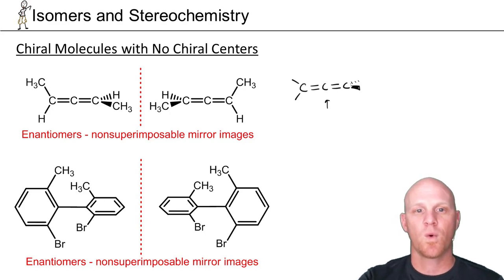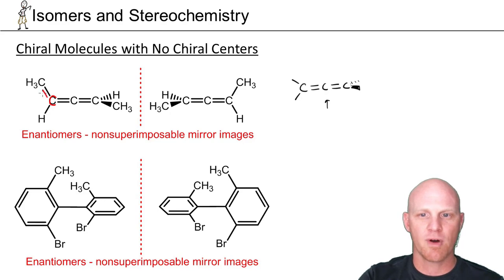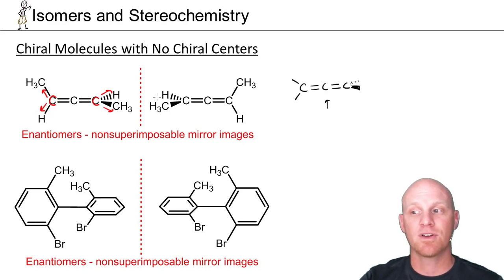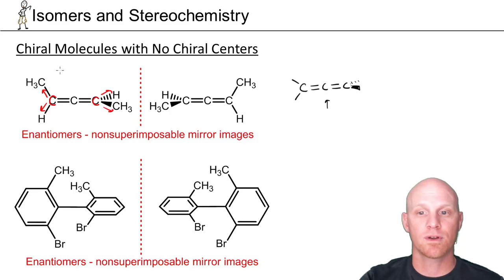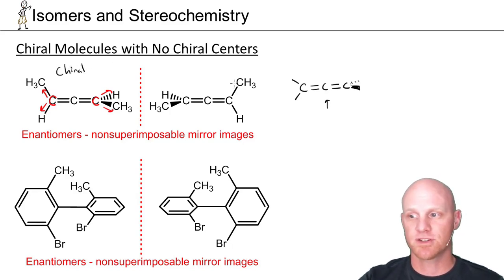The requirement here is that the carbon on the left side of the allene system has to be bonded to two different things, and the carbon on the right side has to be bonded to two different things. So here, methyl and hydrogen on the left, methyl and hydrogen on the right. It doesn't matter if they're the same two different things, but this compound and its mirror image will not be identical. So we refer to this compound as chiral, and these would be enantiomers of each other.